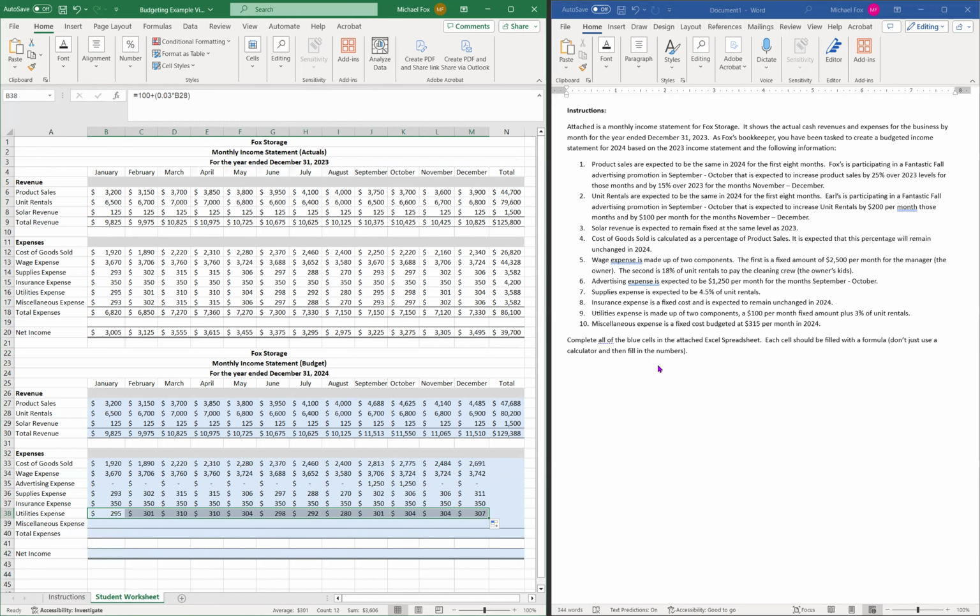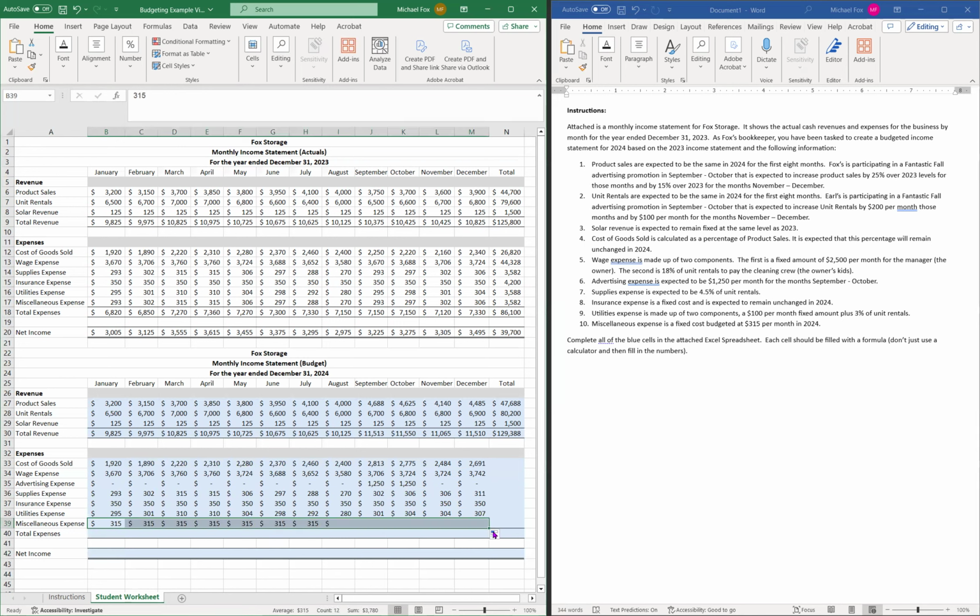And then miscellaneous expense is a fixed cost budgeted at $315 per month in 2024. So we can see up here that it wasn't always exactly that, but it's a budgeted amount. So we're just going to go ahead and put that in here, 315. And again, we'll fill that across.